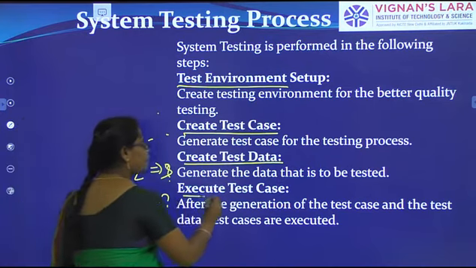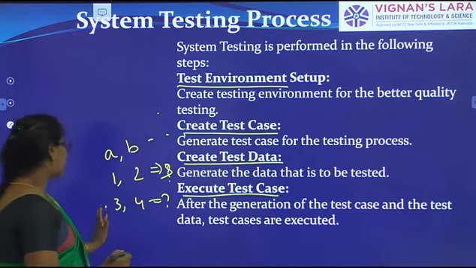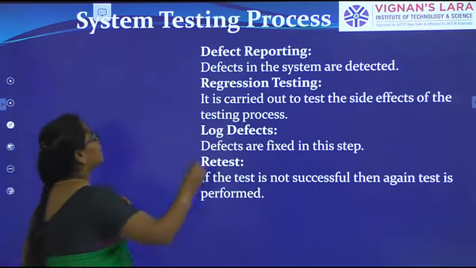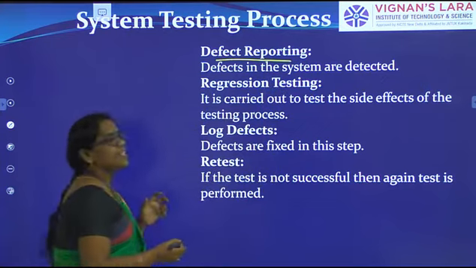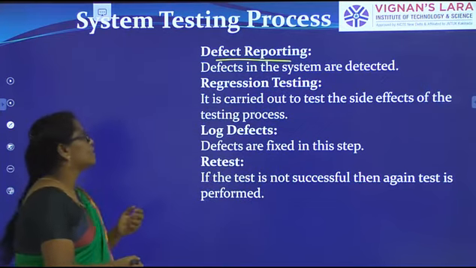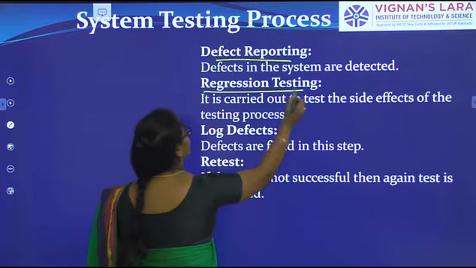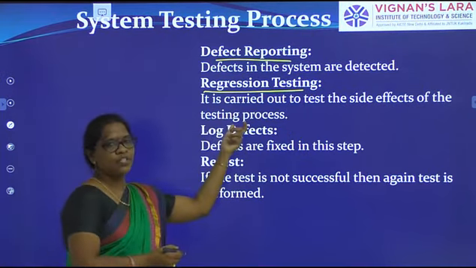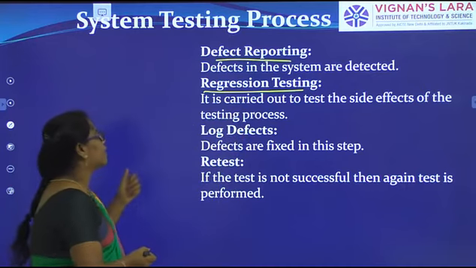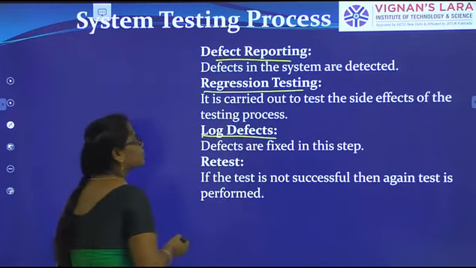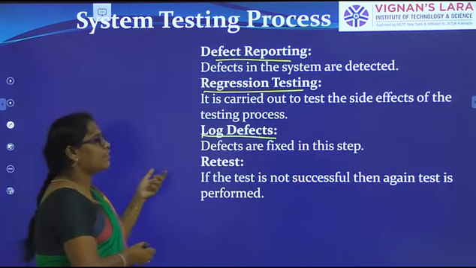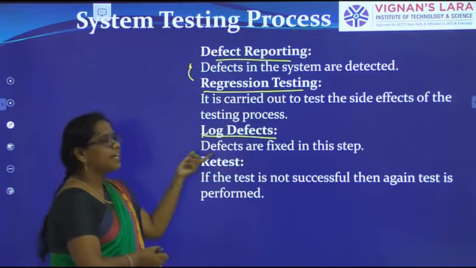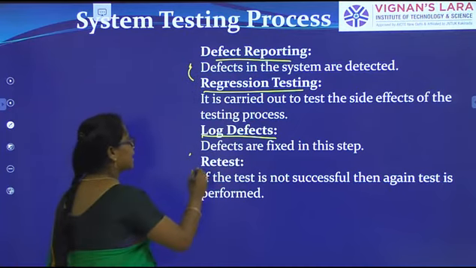Also execute the test cases. Whatever test cases we have taken, we have to execute them. Next, defect reporting. At the time you are getting errors, defects, we have to know. Next is regression testing, in order to catch side effects of the testing process, which we have seen. Next is log defects. Whatever defects are observed in defect reporting will be rectified in these steps. And next, again retest.